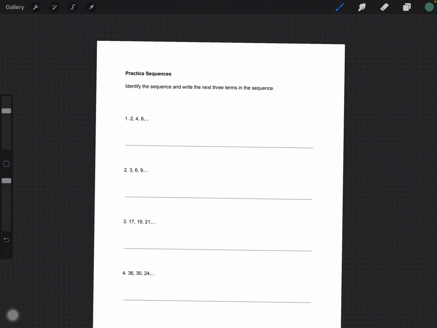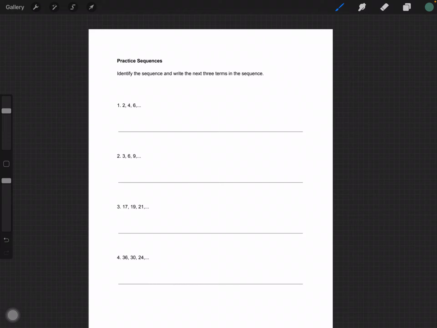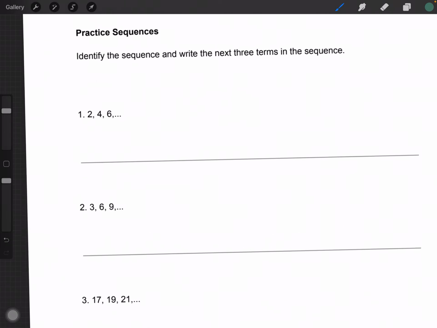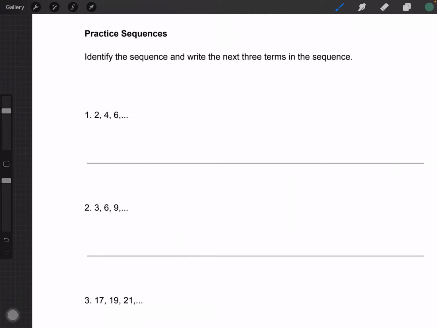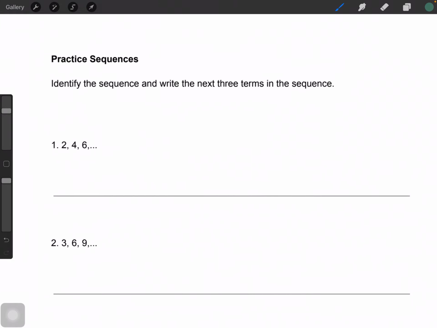Okay, this one, and I believe the last page, is asking us to identify the sequence and write the next 3 terms in the sequence. So, number 1 can be interpreted in a couple different ways. You can say that you're adding 2, right? But you can also say that they're multiples of 2, both of which are correct. So it'd be 2, 4, 6. You want to add 2, then that would be 8. Add 2. Actually, we don't even need to write 2 for 6. 8, 10, 12.